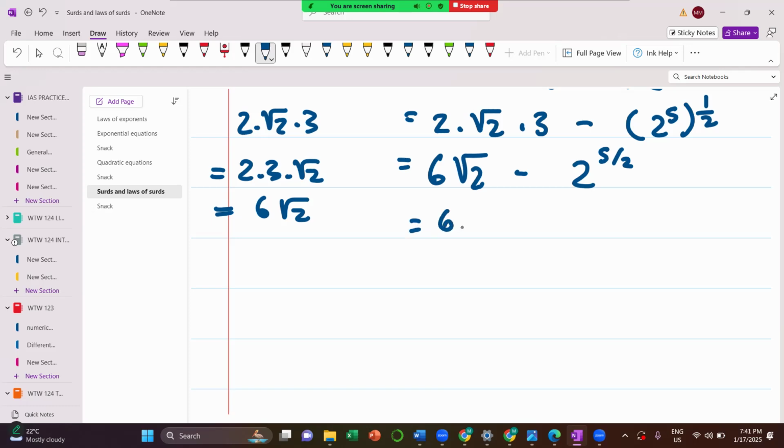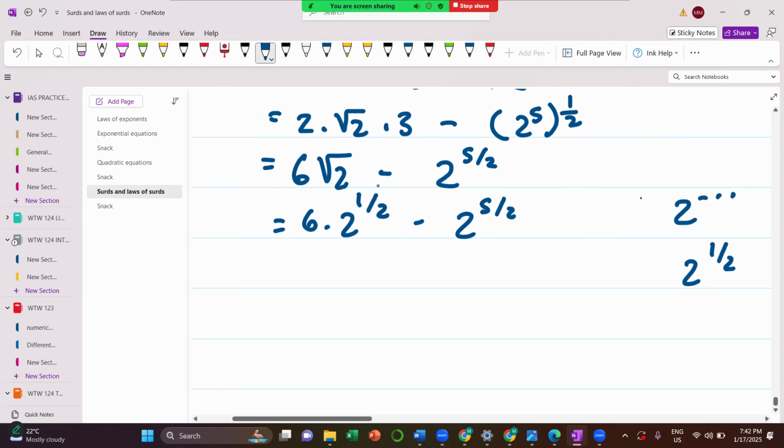Let me go now. So I have 6 times 2 to the exponent of 1 over 2 minus 2 to the exponent of 5 over 2, right? And I said 1 over 2 is the smallest exponent. So I'm going to take out 2 to the exponent of 1 over 2 as the highest common factor. So let me rewrite. I'm going to have 2 to the exponent of 1 over 2 minus. Here, 5 over 2 can be rewritten as 2 to the exponent of 1 over 2 times what?